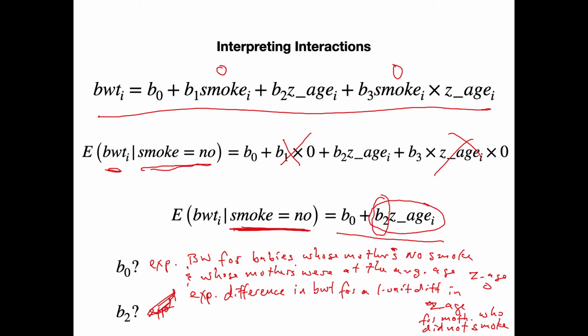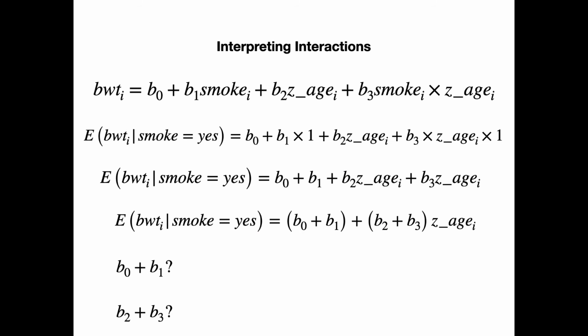And remember our general interpretation of an interaction. It is that the relationship between one variable and another depends upon the specific levels of a third variable. So the relationship between age and birth weight depends upon the specific value of the smoking variable, right? And this is going to describe the specific value for mothers who did not smoke. Okay, let's continue on. So let's now say what's the expected birth weight for mothers who did smoke.